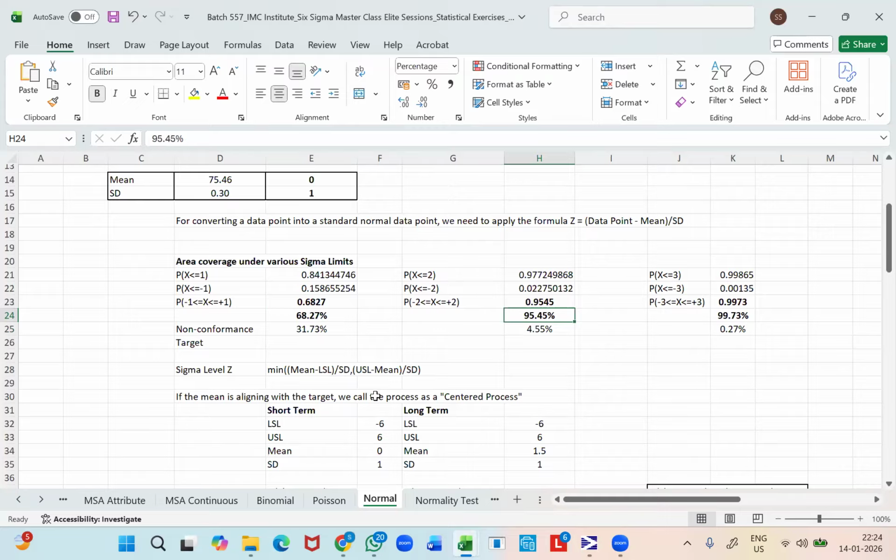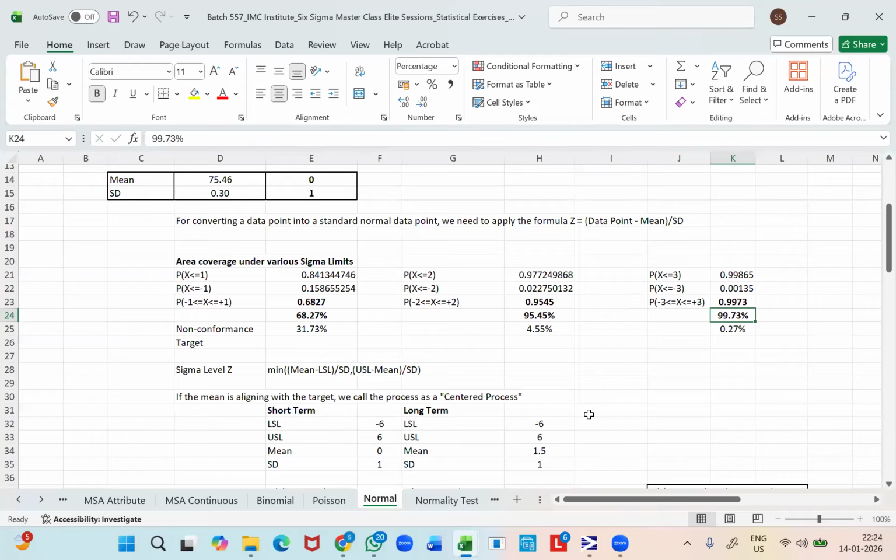Similarly, if the process adherence to the customer specification is to the extent of 95.45% of the overall production, then the process is said to be functioning at 2 sigma level. So at 2 sigma level, what is the non-conformance? Our defect percentage will be 4.55%. Similarly, if the process adherence to the customer specification is to the extent of 99.73% of the total production, then the process is said to be functioning at 3 sigma level. So at 3 sigma level, the non-conformance or the defect percentage will be a mere 0.27%.